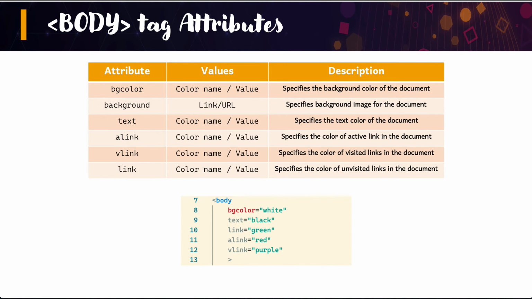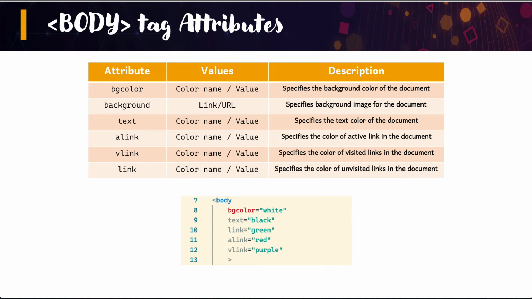The table on the top is giving out various attributes for the body tag, and what kind of values they can use. Below, you have an example of using most of the attributes. The BG color attribute we have already used. It should contain the color to be used for the background. If you specify BG color, then the browser will use the color specified via this attribute as a background for the web page.